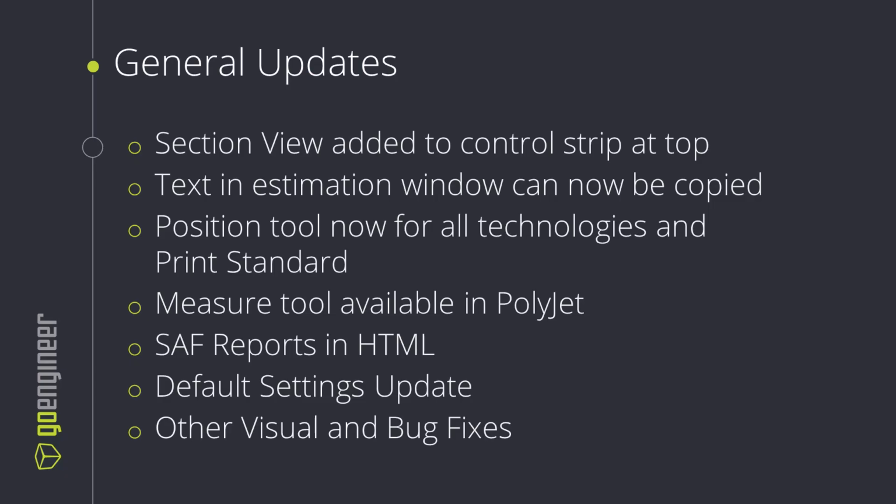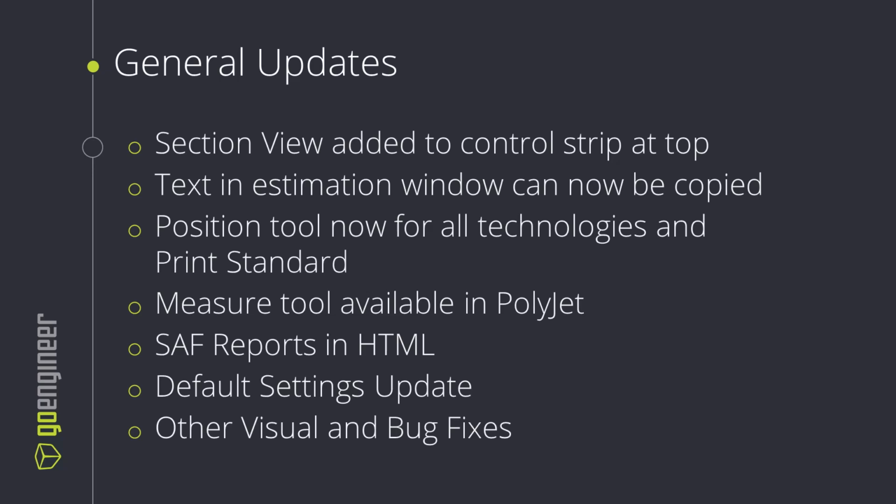As far as the general updates, we have a great new feature in the section view. If you've used any CAD software before, this is a familiar tool. Really just helps us cut our part in half and see internal features that were otherwise obscured in previous versions of GrabCAD Print. The text in the estimation window can also be copied and pasted other places now, lets us manipulate that data a little bit easier.